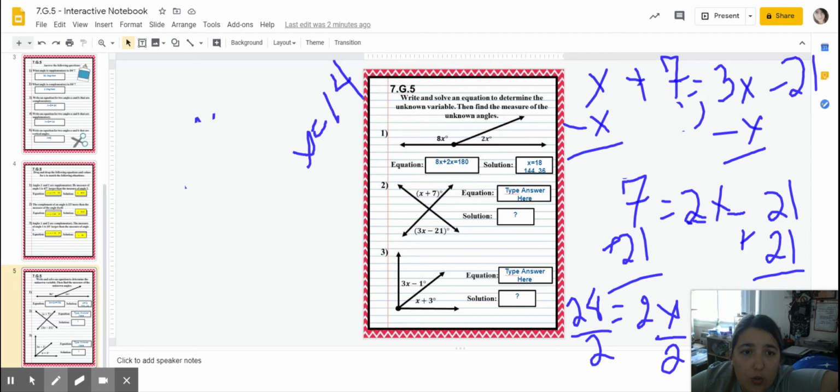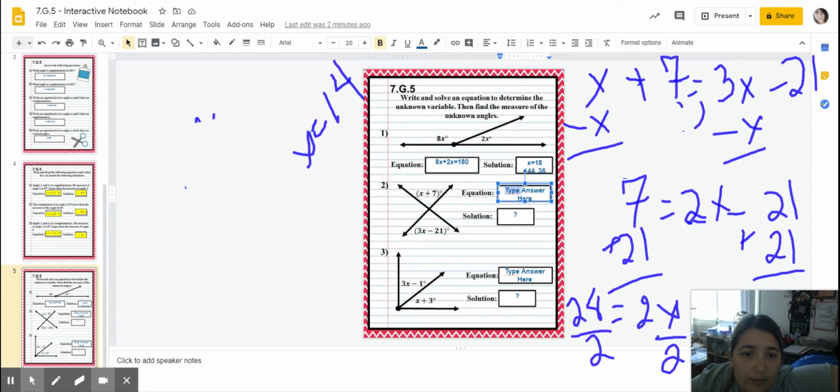So we're going to go ahead and type that into our solution. Oops, we didn't type in our equation. Go ahead and type those in. Equation was x plus 7 is equal to 3x minus 21. So we're just going to type that in. And our solution was x equals 14.